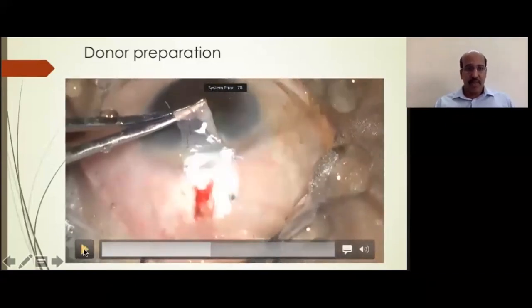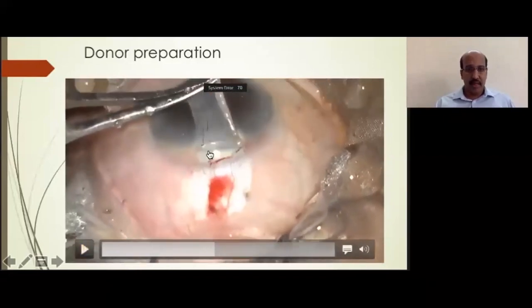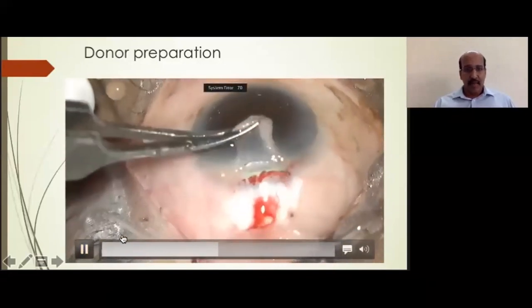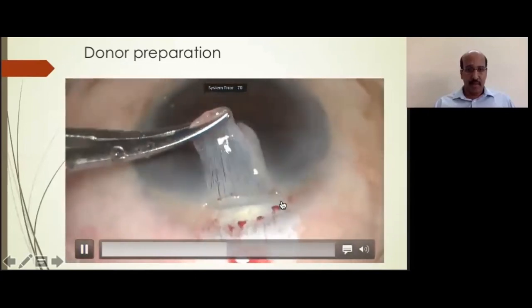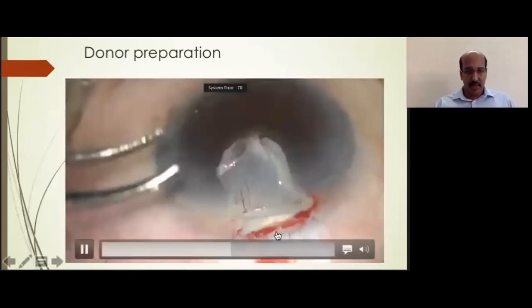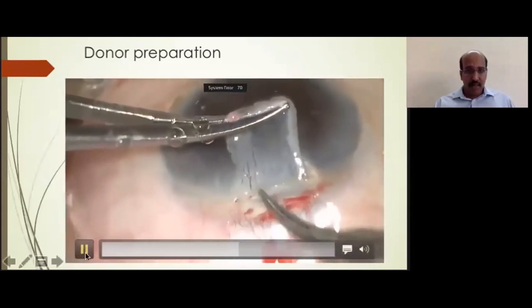And once you reach here, this is what I want to show you, this gray line, this is when you're reaching into the stroma. That is where your dissection stops. So you can tell your assistant to keep on irrigating it so that these vessels don't obstruct your field. And then I'll pause this again.